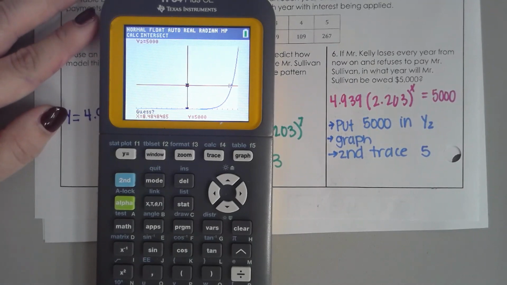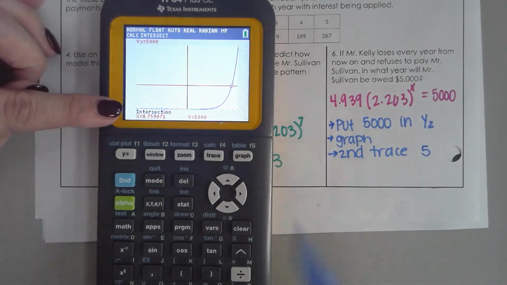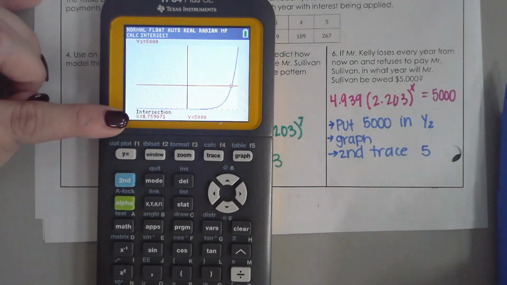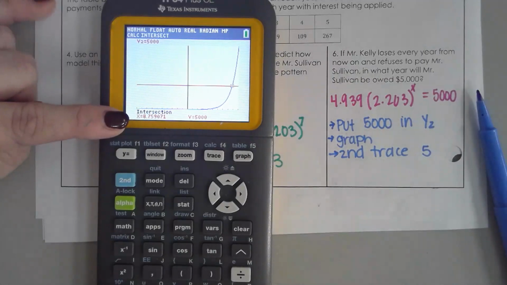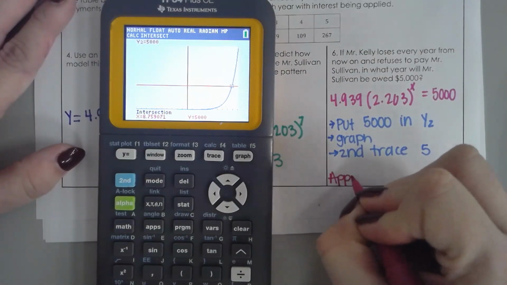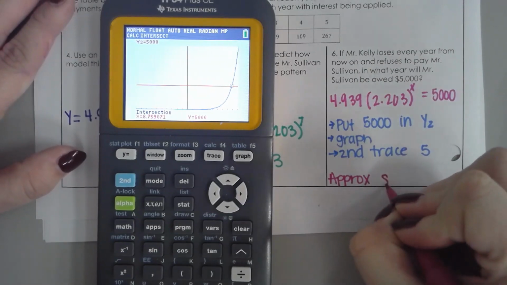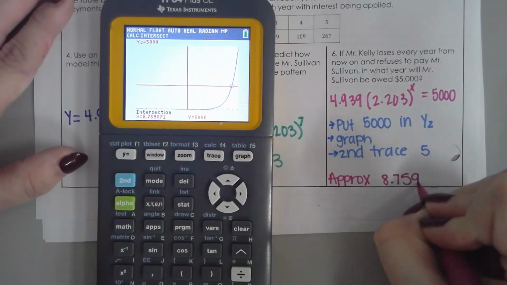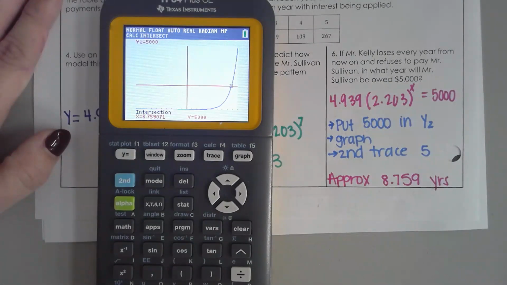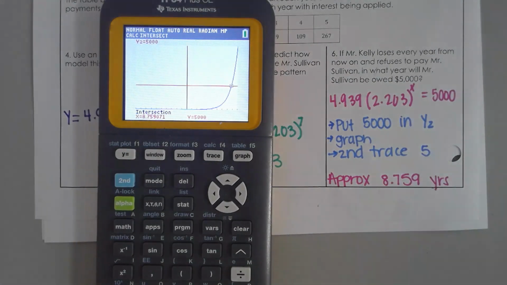I don't know why it does that. And then it gives us the intersection. The y value is 5,000. The x value is what we were looking for, the number of years. So approximately 8.759 years. Yeah, probably. And it asks in what.